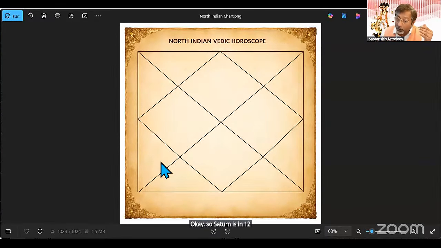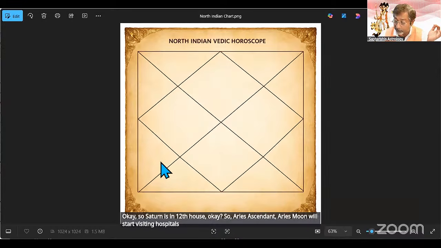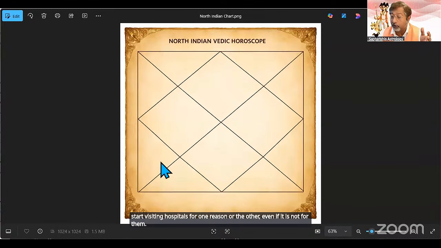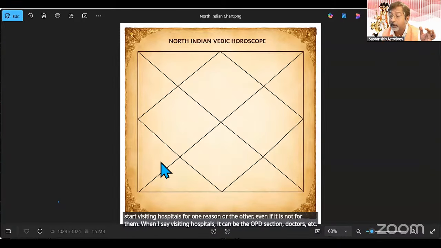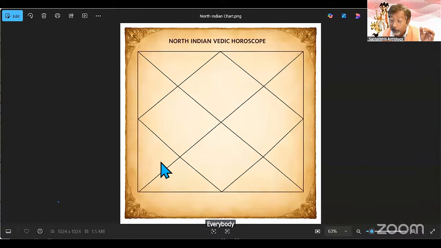So Aries ascendant, Aries moon will start visiting hospitals for one reason or the other, even if it is not for them. When I say visiting hospitals, it can be the OPD section, doctors, etc. Dreams will get a bit more vivid. Done.